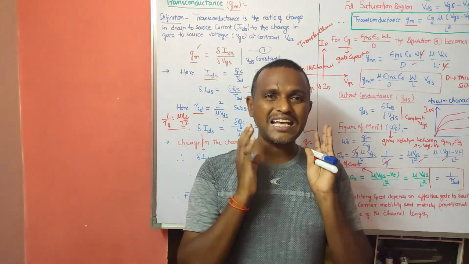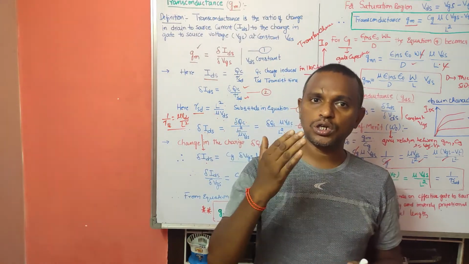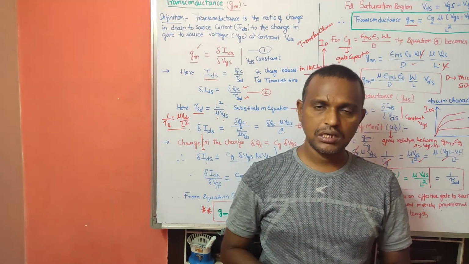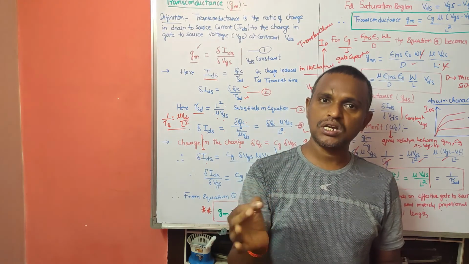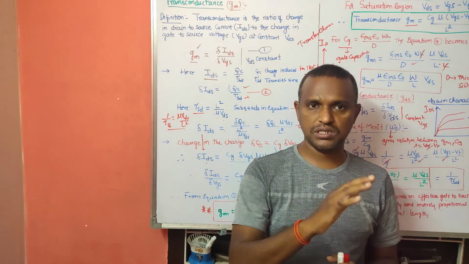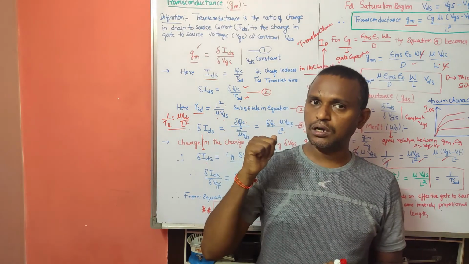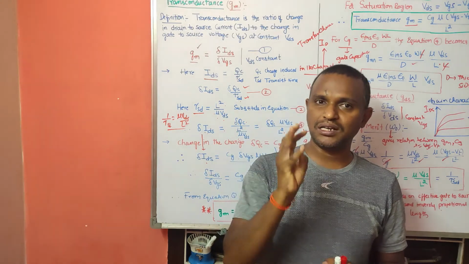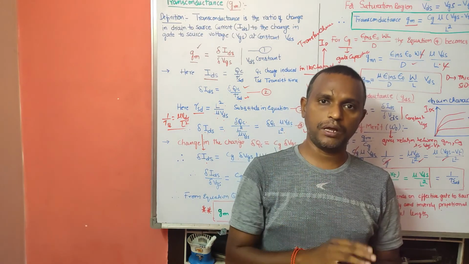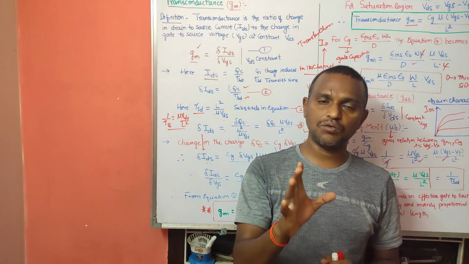Finally, the aspects of the MOS transistor. Out of that, 2 points we discussed in the previous class: the threshold voltage and body effect. What is body effect and all those things we have discussed in the previous class. But here we have the remaining aspects, that is transconductance, output conductance, and finally figure of merit. Their definitions, their equations and their significances.